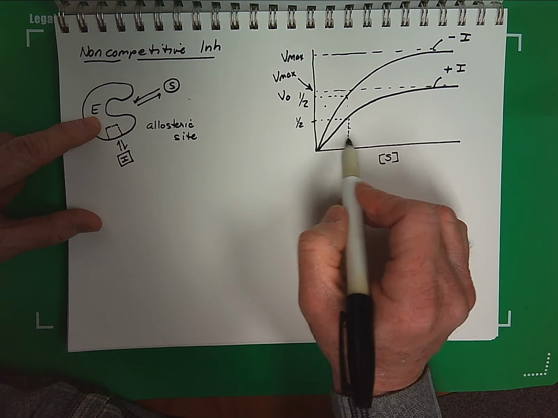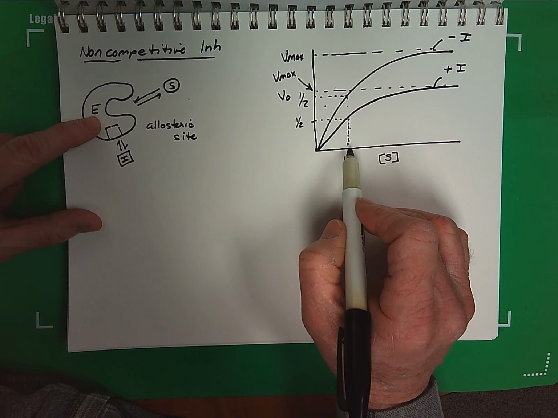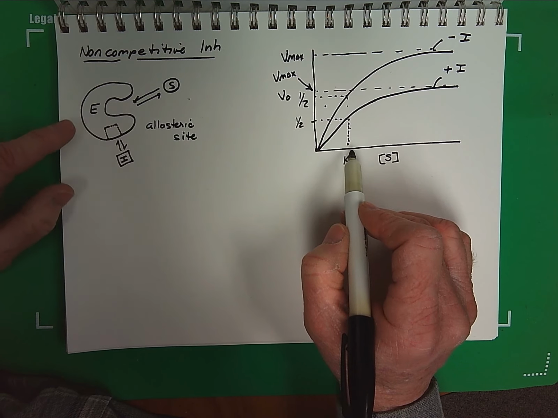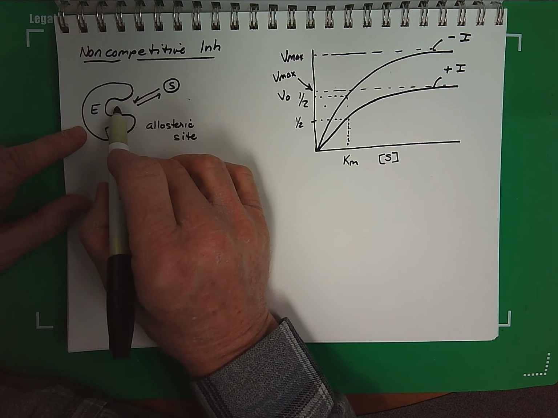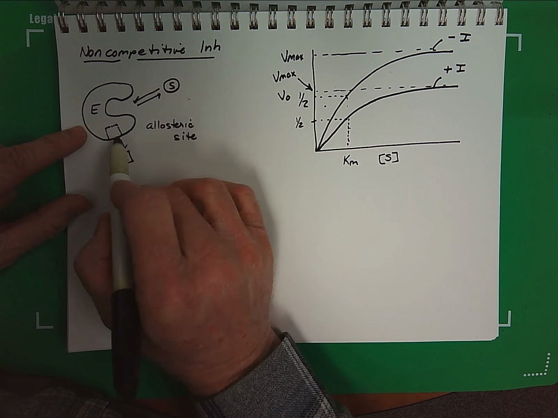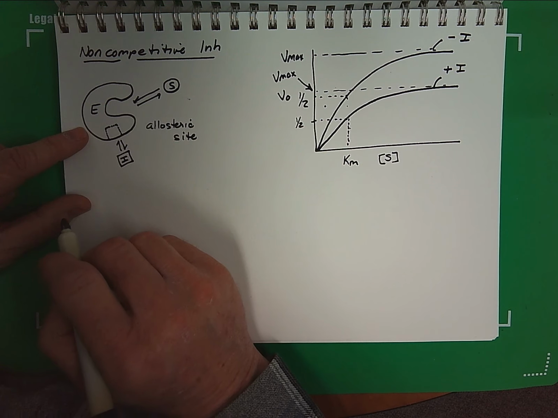However, the Km of the enzyme substrate is not changing because there's no competition for the enzyme to bind the substrate. The inhibitor does not compete. It is not a competitive inhibitor for the substrate. The inhibitor binds an allosteric site.